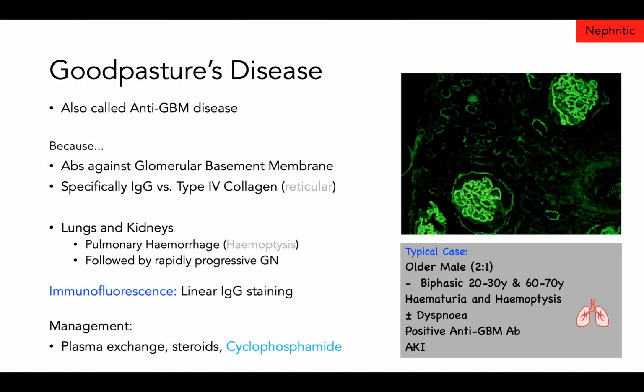Do be aware though that distribution is biphasic, so there's a peak in men 20 to 30 years old and then a second peak of the disease in men 60 to 70 years old. So if you're a bloke, you've got 2 chances to get this. Great.